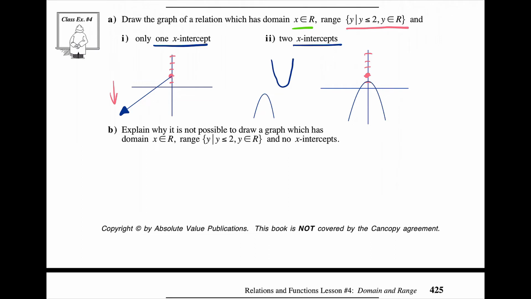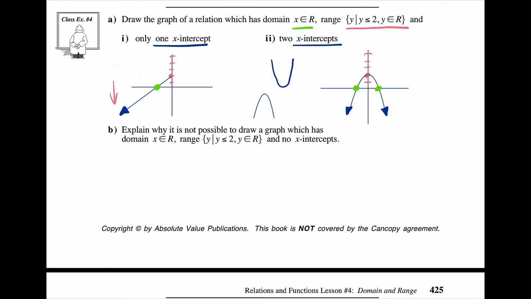I might have to move this up. It sort of reshaped itself. Okay, and I'm going to have 2 arrows like that and like that. So you can see right here I have 1 x-intercept, and right here I now have 2 x-intercepts, and my graph follows the domain and range that is set up in the equation.